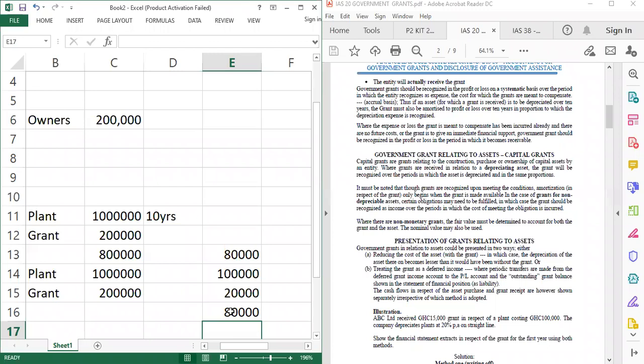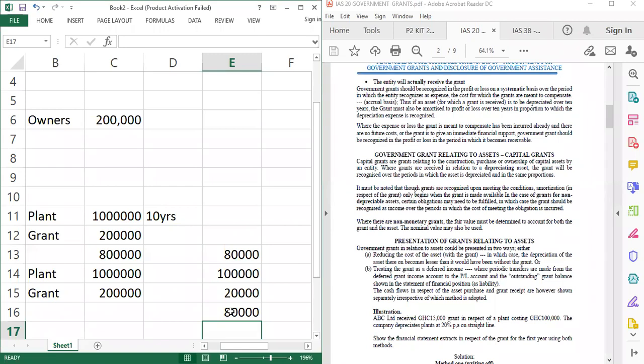So we have two ways of doing it. Either you reduce the cost of the asset with the grants by subtracting the grant from the total cost of the asset, then you depreciate the net figure over the useful life of the asset. Or you treat the grant as a separate income and also carry the asset at its original cost. Then you depreciate the asset at its original cost, and you also amortize the grant over the remaining useful life of the asset, because the grant was given in respect of that particular asset.